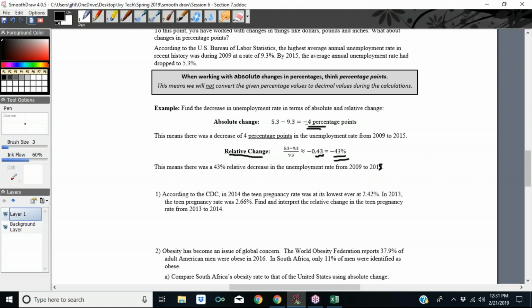So a 4% difference, but a 43% decrease. So 4 percentage points difference, 43% decrease.